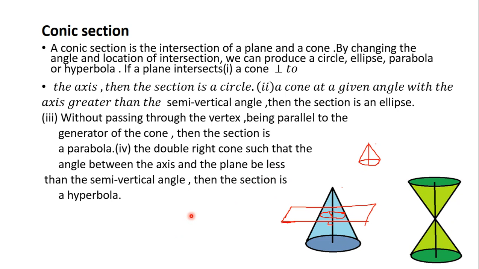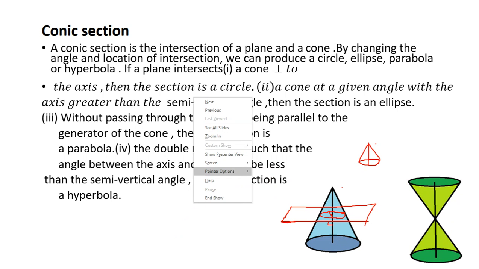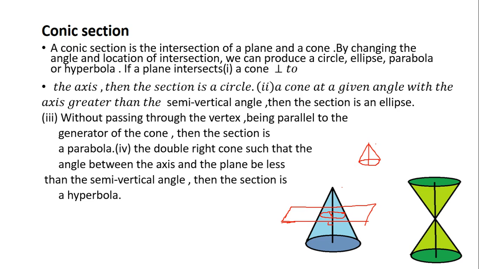So in the hyperbola case, the curve will be formed up and down, both, and this is the axis of the hyperbola. This way, if the plane cuts both cones, the double cone, such a type of curve is formed on both sides, and this is known as the hyperbola.